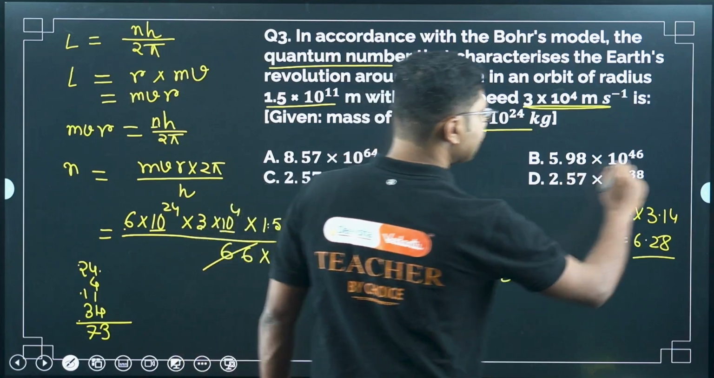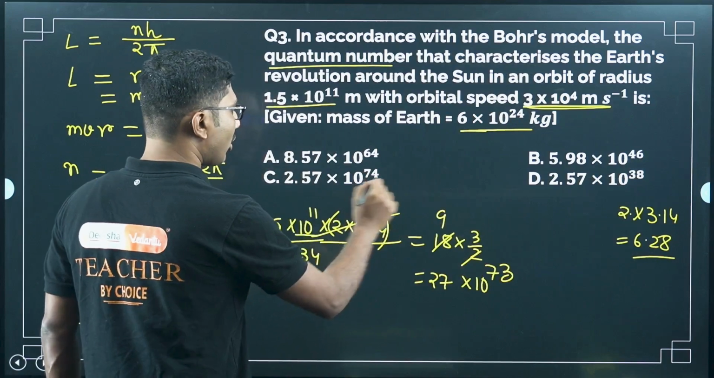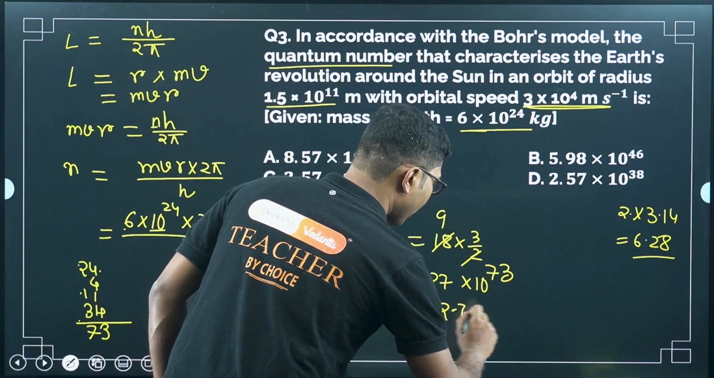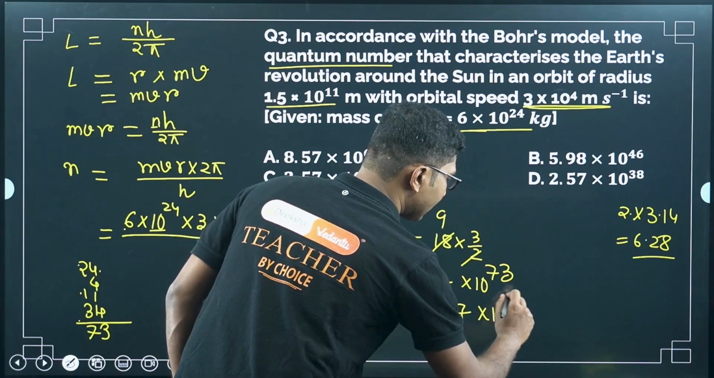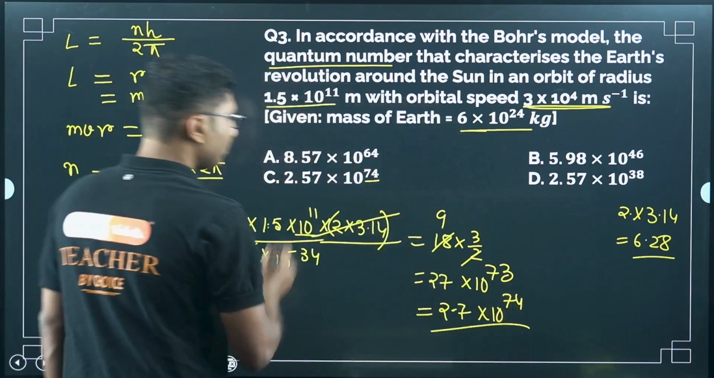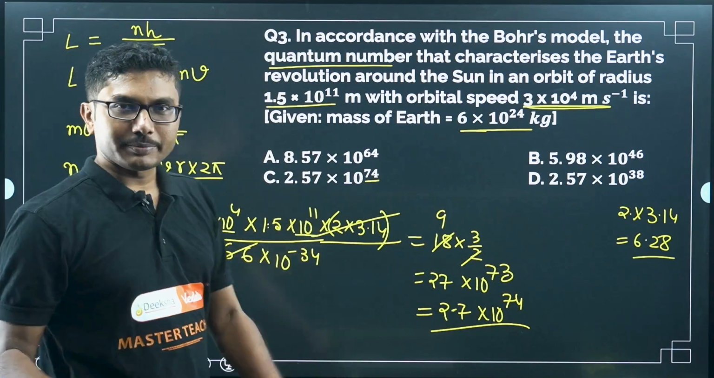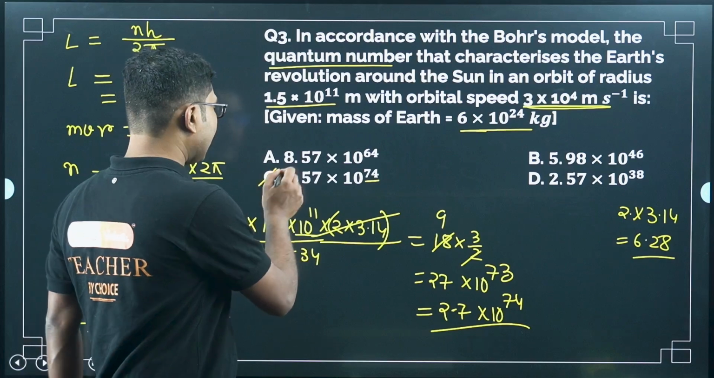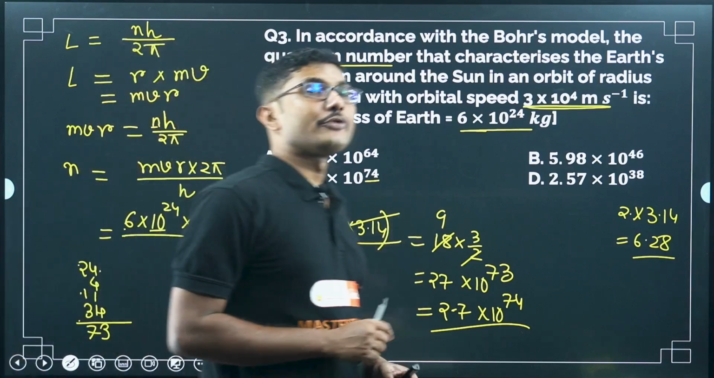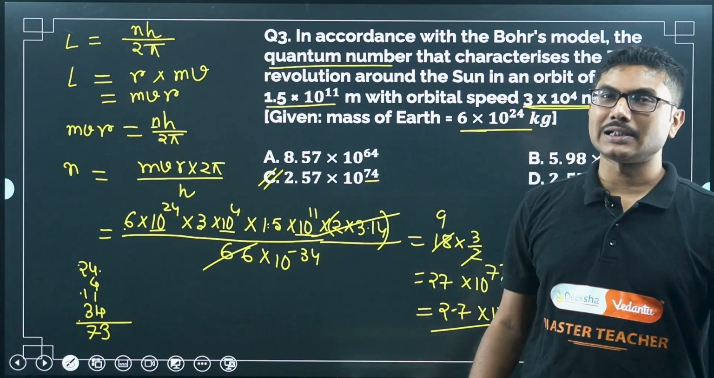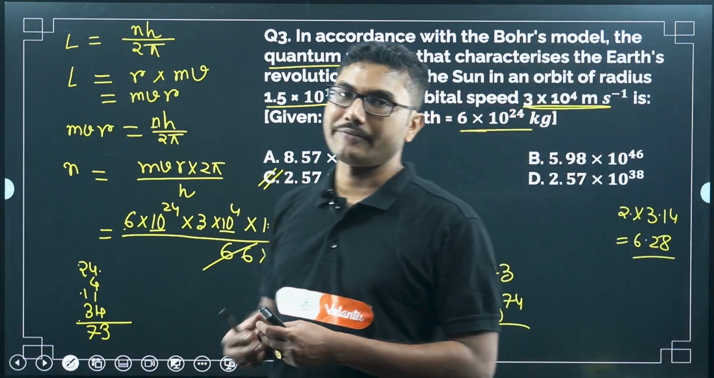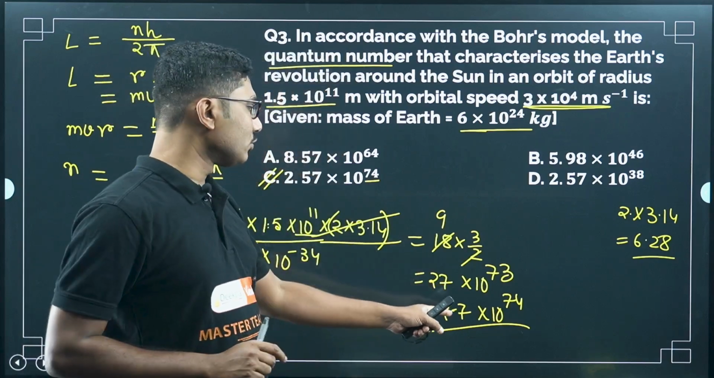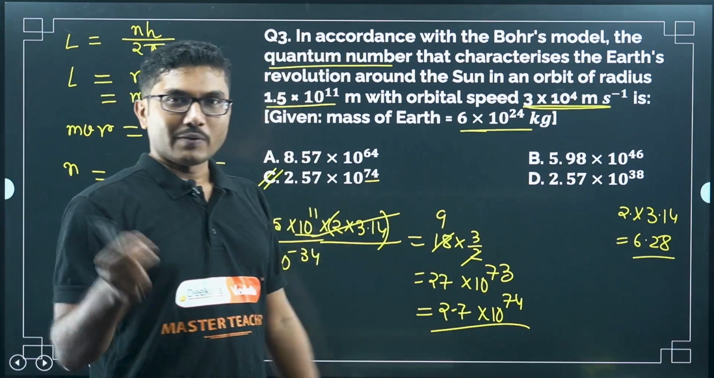Now there is no 10 to the power of 73 in the options, only 74. So let me rewrite this as 2.7 times 10 to the power of 74. Because we approximated, our approximated value is very close to the actual answer, so the correct answer is option C. So after doing approximation, don't expect the answer to match the given options exactly, but it will be very, very close. For example, it is 2.7, and the actual is 2.57. What is the difference?